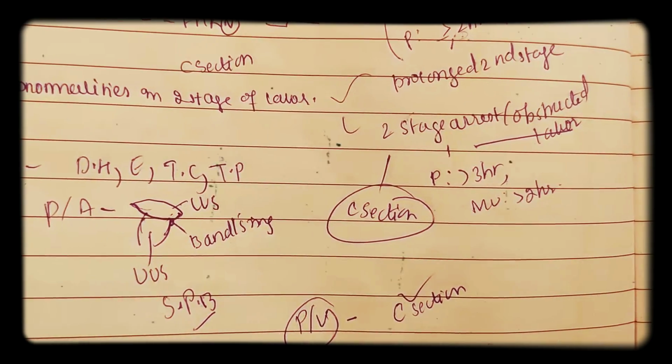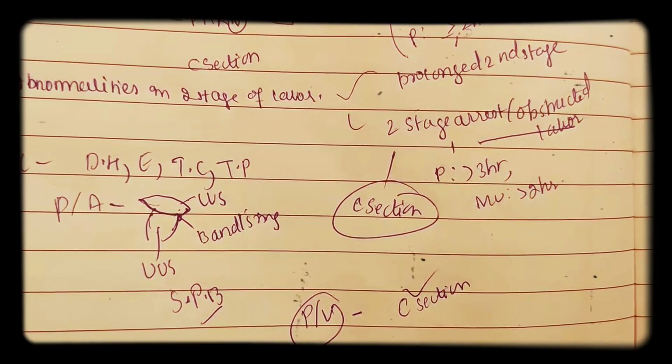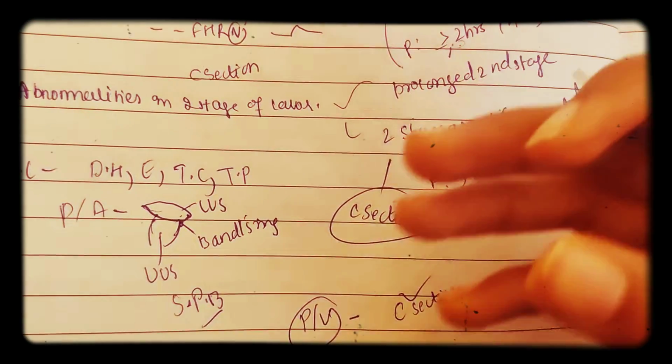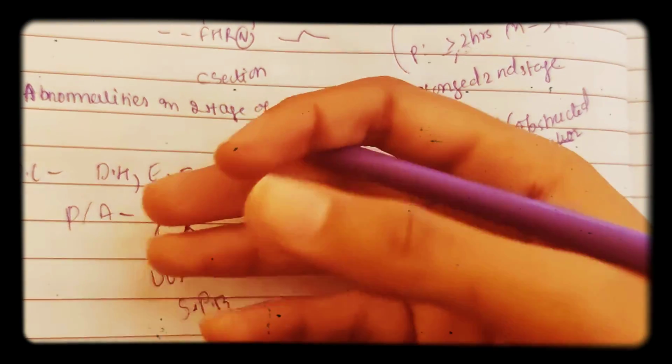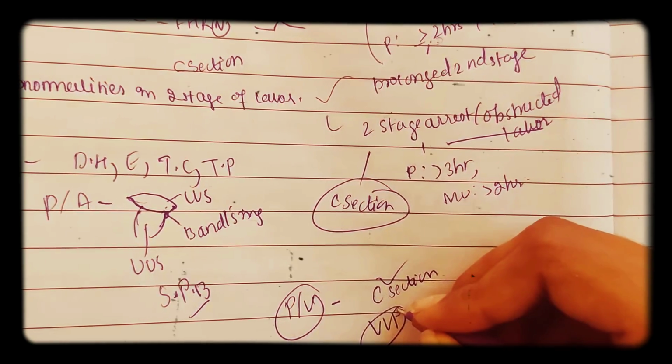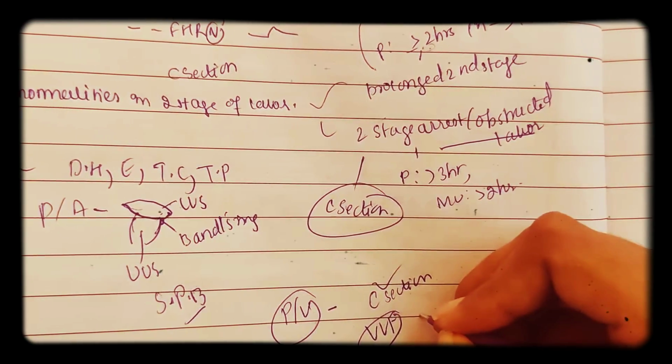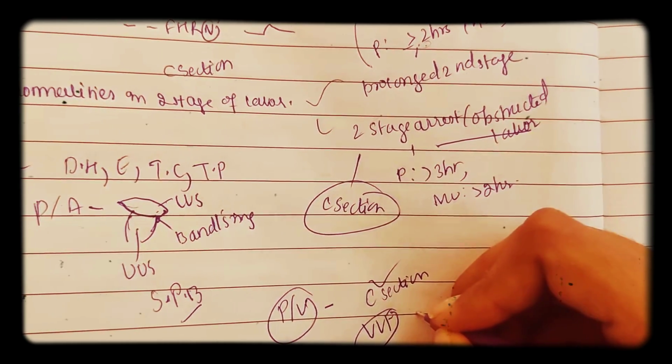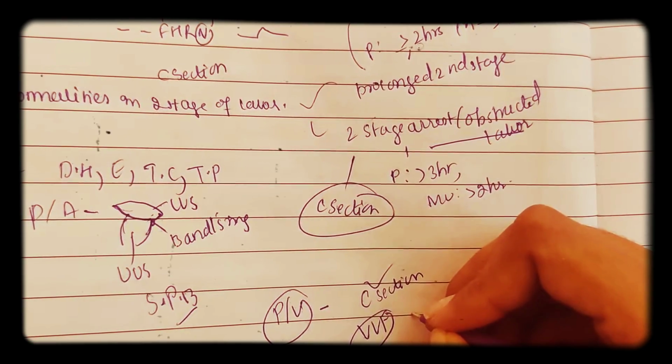So what are the complications? The main complication is rupture of the uterus, and also there will be vesicovaginal fistula. What is this vesicovaginal fistula? In short, you will call it VVF. That is, after 7 to 10 days, the patient complains of leaking of urine from the vagina. So urine is leaking from the vagina.